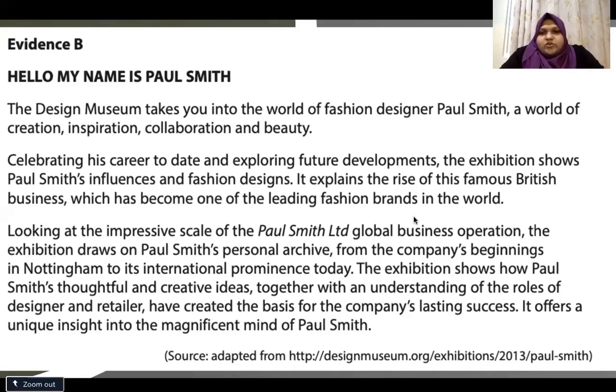The exhibition shows how Paul Smith's thoughtful and creative ideas, together with an understanding of the roles of designer and retailer, have created the basis for the company's lasting success. It offers a unique insight into the magnificent mind of Paul Smith.